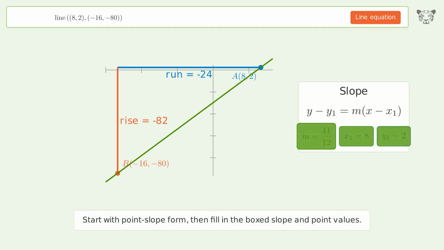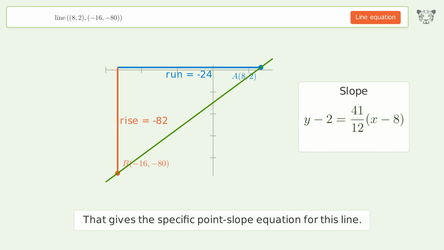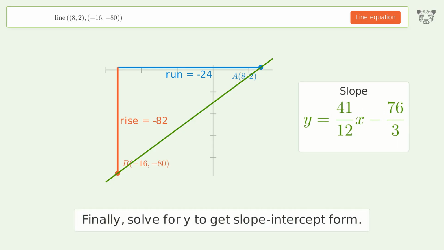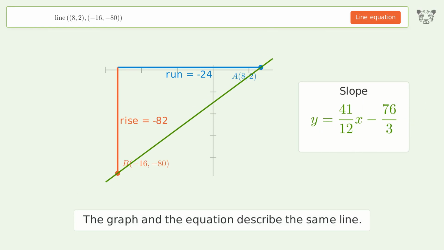Start with point slope form, y minus y1 equals m times x minus x1. Then fill in the boxed values. Slope is 41 over 12, x1 is 8, and y1 is 2. That gives the specific point slope equation for this line. Finally, solve for y to get slope intercept form. The graph and the equation describe the same line.